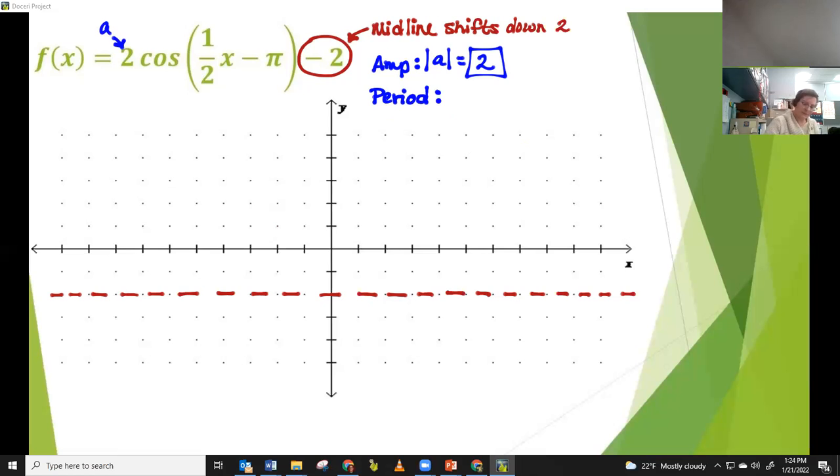Close. 2 pi over the absolute value of b. What is my b value? 1/2. What happens when I divide 2 by 1/2? There we go, 4 pi. Oops, not 2 pi, 4 pi.